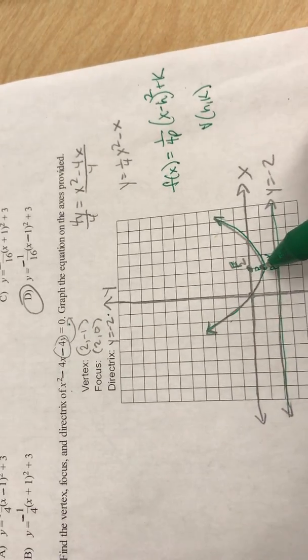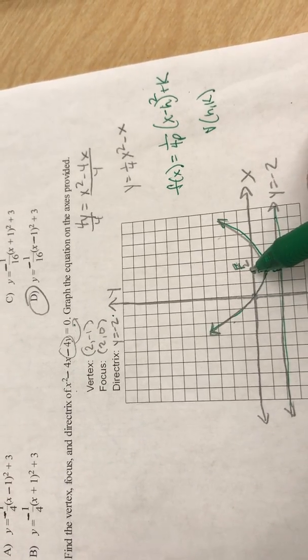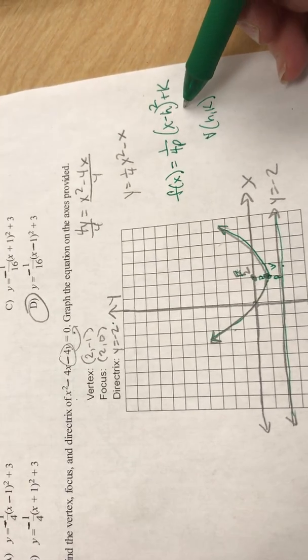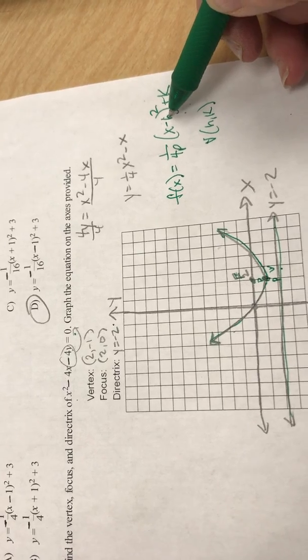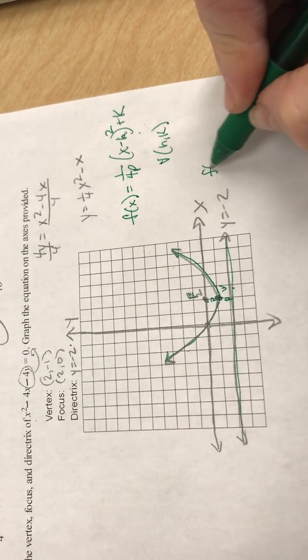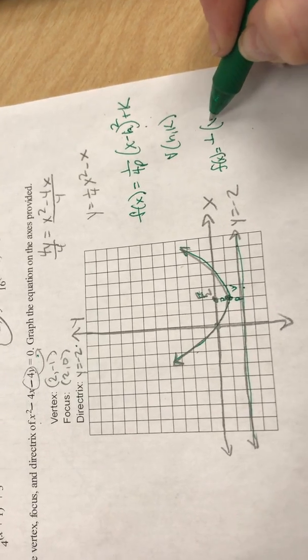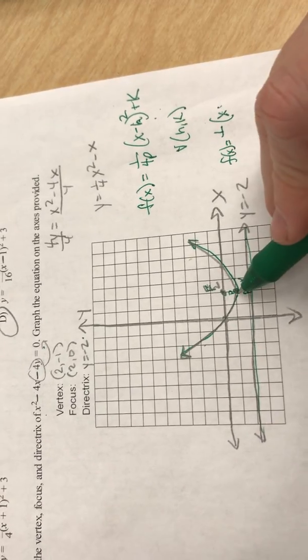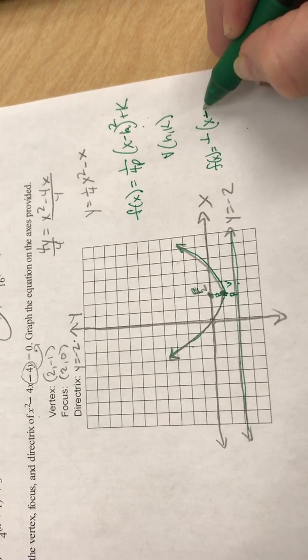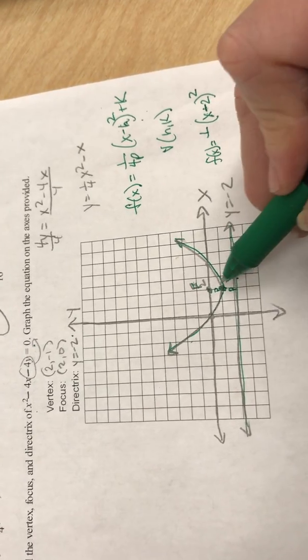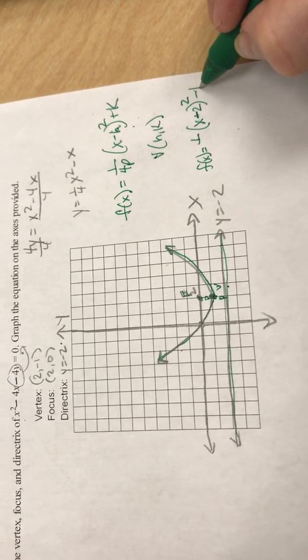Well, the vertex is right here, and that point was (2, -1). So I would plug in a 2 here. So f of x equals 1 over, x. I would plug in a positive 2, but it always is the opposite. And then down 1 is -1.